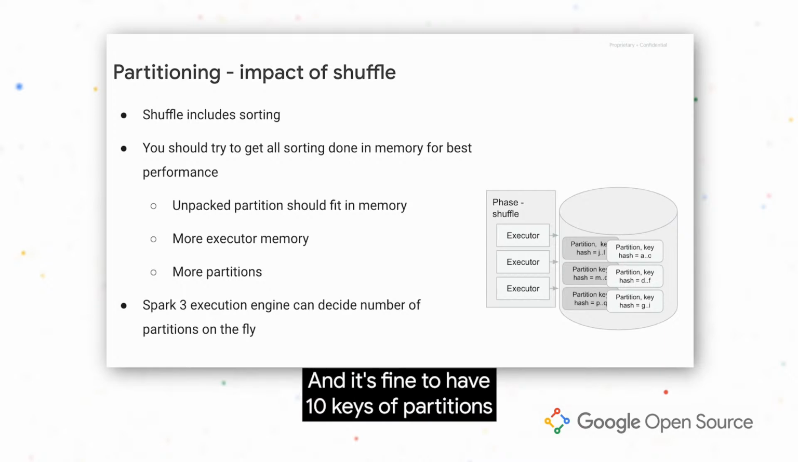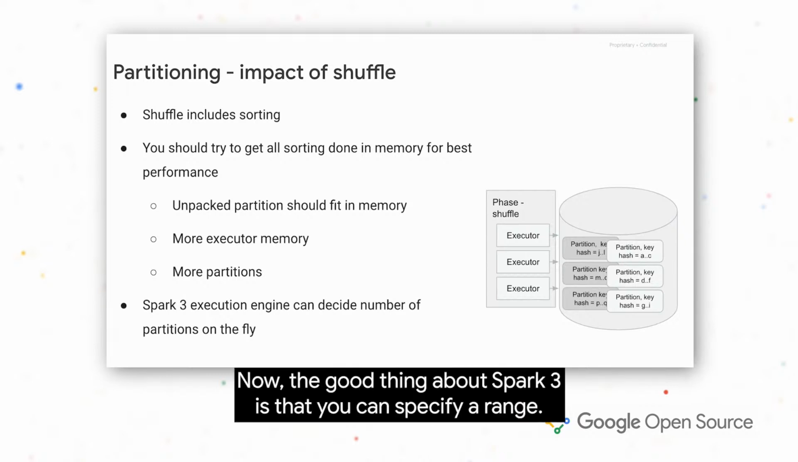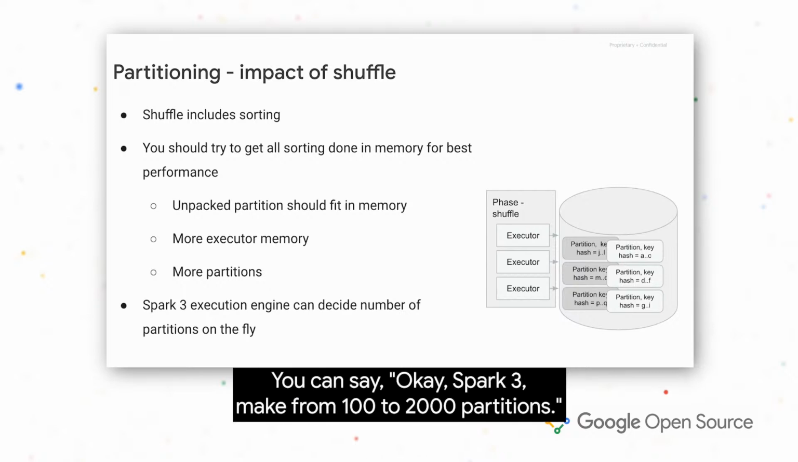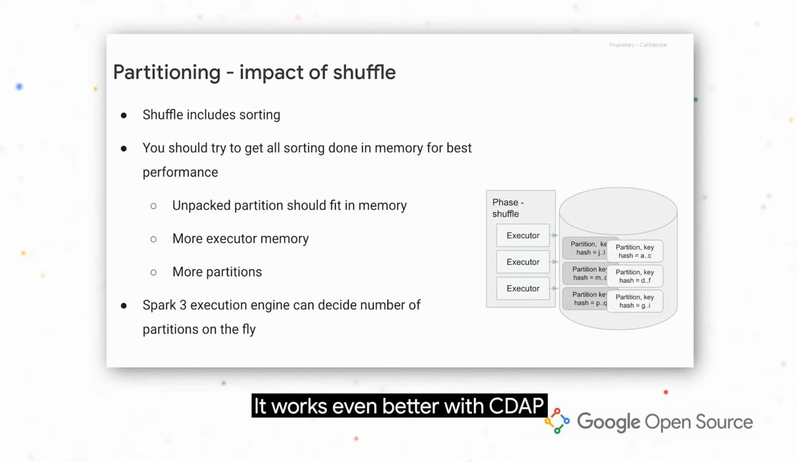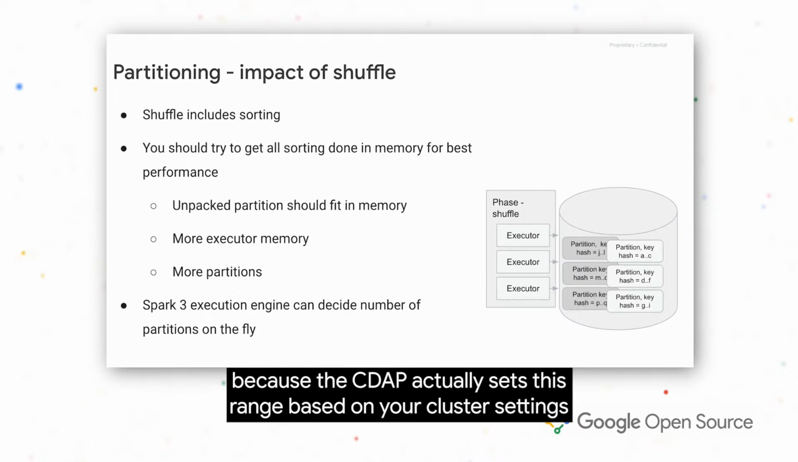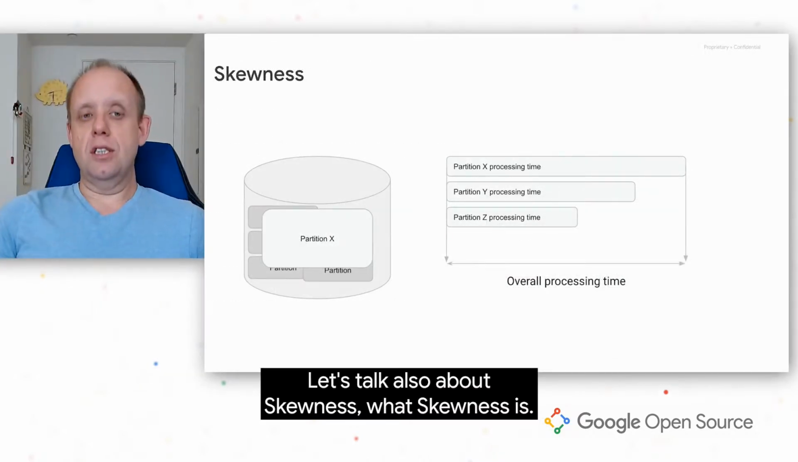And it's fine to have like 10 Ks of partitions as soon as each one is not very small. Now, good thing about Spark 3 is that you can specify a range. You can say, okay, Spark 3 make from 100 to 2000 of partitions. And in runtime, it will check the amount of your data and decide some value in between that fits nicely. It works even better with Cdap because Cdap actually sets this range based on your cluster setting automatically for you for ephemeral clusters.